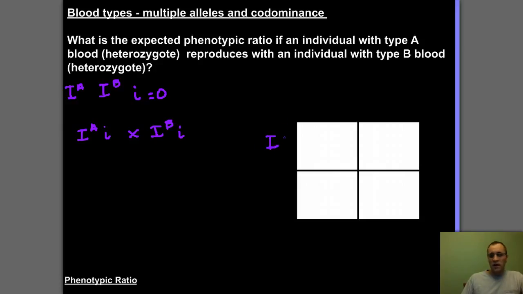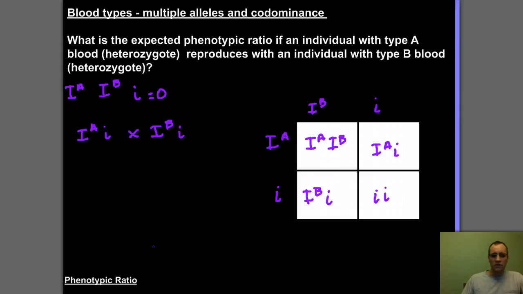You could get a gamete with this allele or this one as produced by parent number 1. By parent number 2, you could get this and this. Okay? Combining them, we get this and this. We get this type and we get this type.